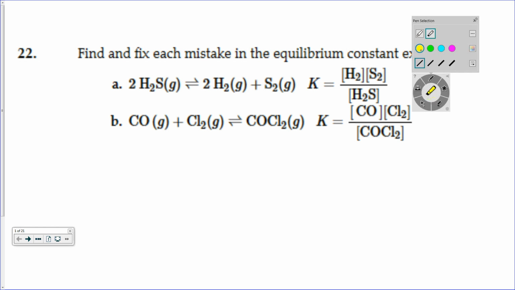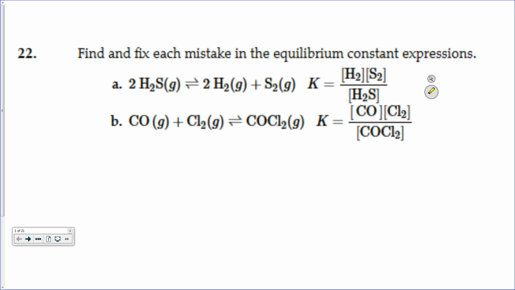Some Mastering Chemistry problems that are somewhat like this. It says, find and label each mistake in the equilibrium constant expressions. So in A, the equilibrium is that 2H2S yields 2H2 and S2. And everything's in the gas phase. So it's a homogeneous equilibrium. And it's got the K expression.